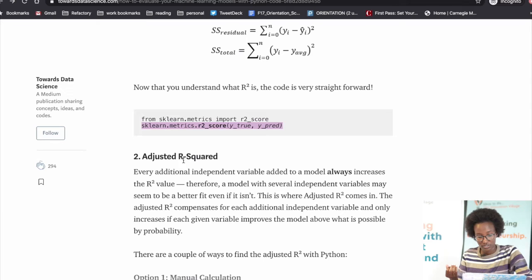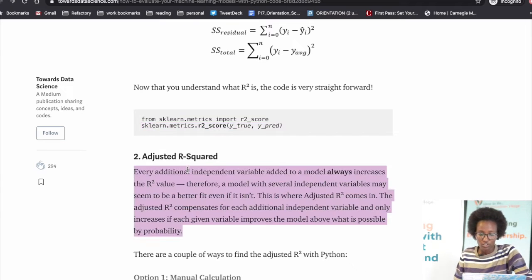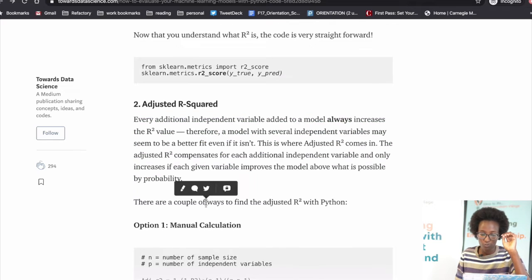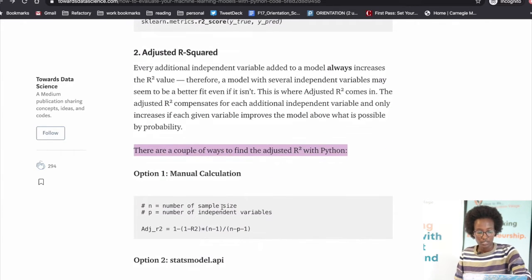So we go on to the adjusted R squared. Every additional independent variable added to the model always increases the R squared. Therefore, a model with several independent variables may seem to be a better fit even if it isn't. This is where the adjusted R squared comes in. The adjusted R squared compensates for each additional independent variable and only increases if each variable improves the model above what is possible by probability. There's a couple of ways to find the adjusted R squared in Python.